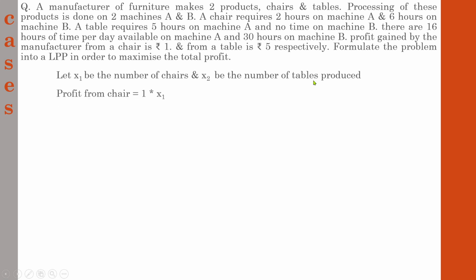Profit from the chair is 1 rupee for each chair. See, in the question it is mentioned that profit gained by the manufacturer from a chair is rupees 1. So let it be like that, 1 into X1. Likewise, the profit from a table is 5 into X2, because we have assumed that let the tables be X2 and let the chairs be X1. So profit from one chair is 1 into that, and profit from one table is 5, so it will be 5 into X2. That is how we are going to find the profit.